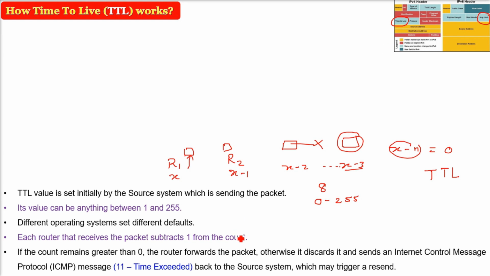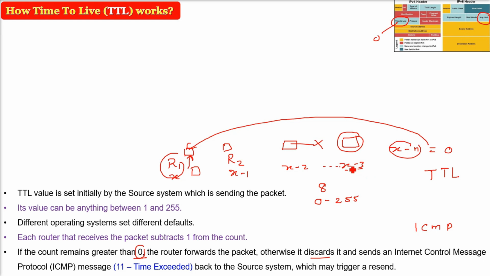If the count remains greater than 0, the router forwards the packet, otherwise it will discard it, and it will send an ICMP, Internet Control Message Protocol, message. This is type 11, time exceeded, back to the source system. This ICMP goes back to the system from where it originated, which may trigger a resend. The packet may be resent because it was not able to reach the destination. It is just roaming around without reaching the destination, so it has to be discarded, and it may reach its destination because it is resent.